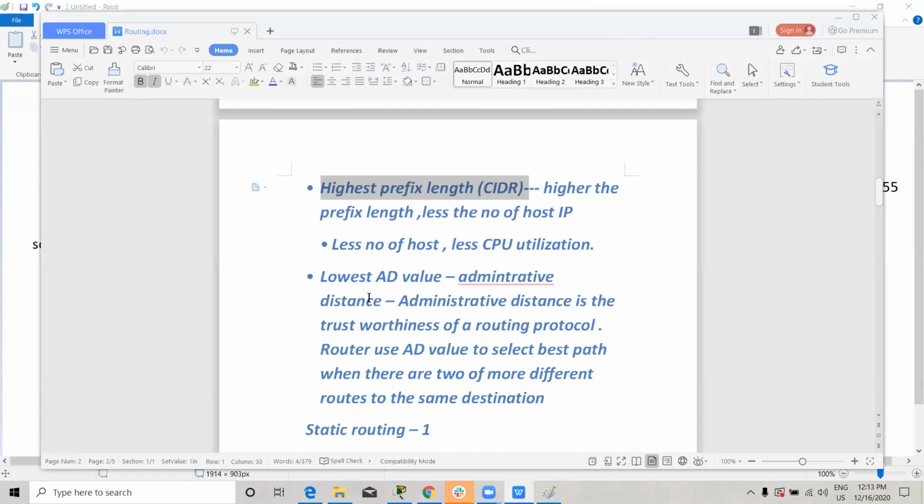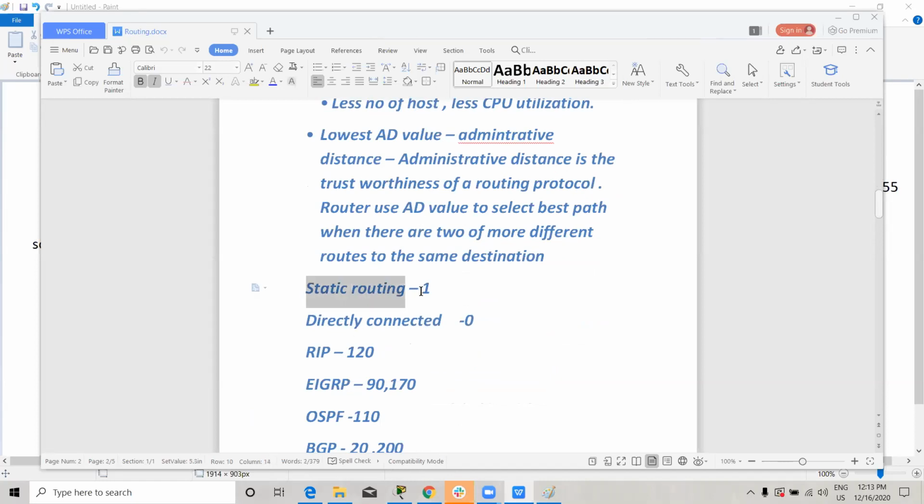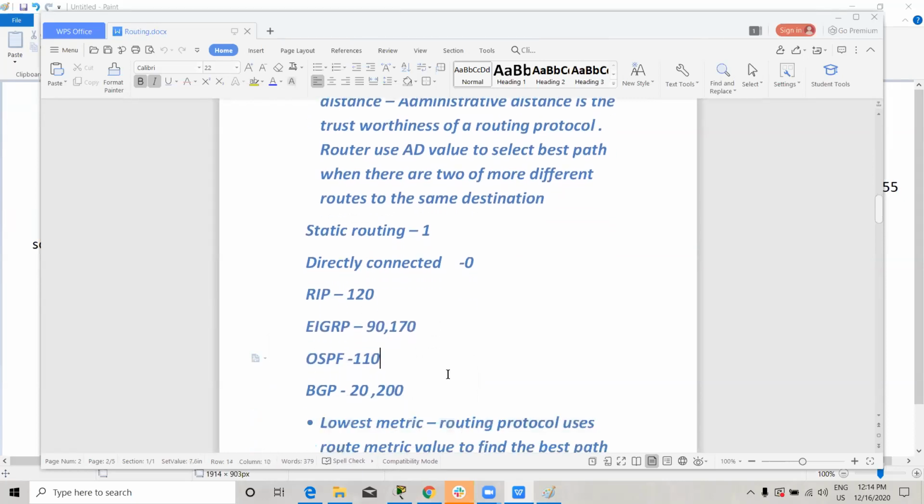lowest AD value is preferred. AD value means administrative distance. Administrative distance is the trustworthiness of a routing protocol. A router uses the AD value to select the best path when there are two or more different routes to the same destination. By default, static routing has AD value 1. Directly connected network, AD value is 0. RIP protocol, AD value is 120. EIGRP is 90 and 170. OSPF is 110 and BGP is 20 and 200.